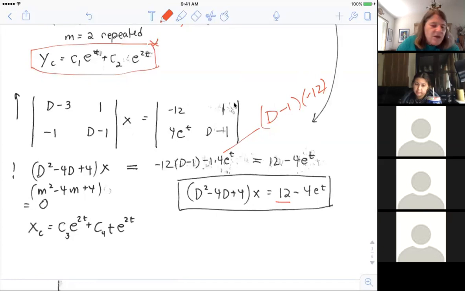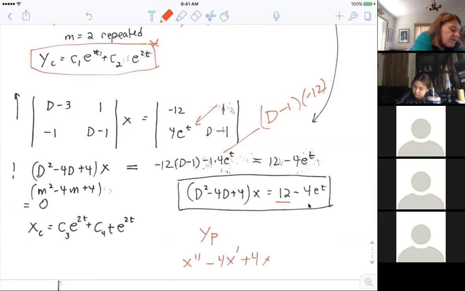And then if you cross the other way, you'll see you're minus 4e to the t. So you're going to find your yp there by, again, making a guess at this. While we're at it, since we're getting ready to have a test that looks like this, this would have been x double prime minus 4x prime plus 4x equals 12 minus 4e to the t.